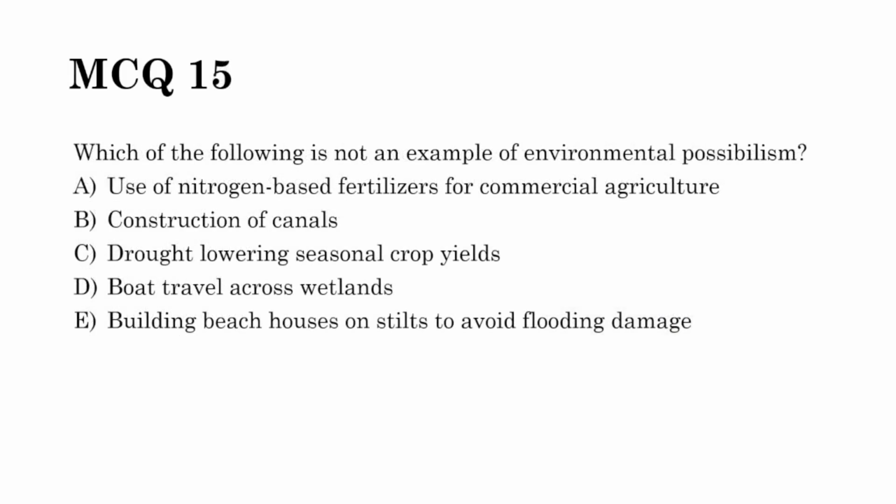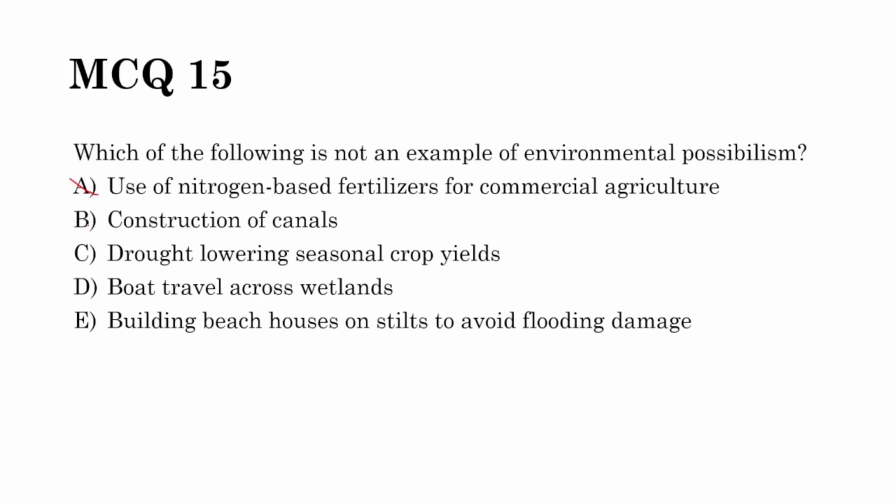15. Which of the following is not an example of environmental possibilism? So it's asking, what's an example of environmental determinism here? What shows the environment is limiting human interaction or human culture here? So A, use of nitrogen-based fertilizers for commercial agriculture. We're overcoming an environmental setback with low soil fertility or some other poor growing conditions. So A is incorrect.